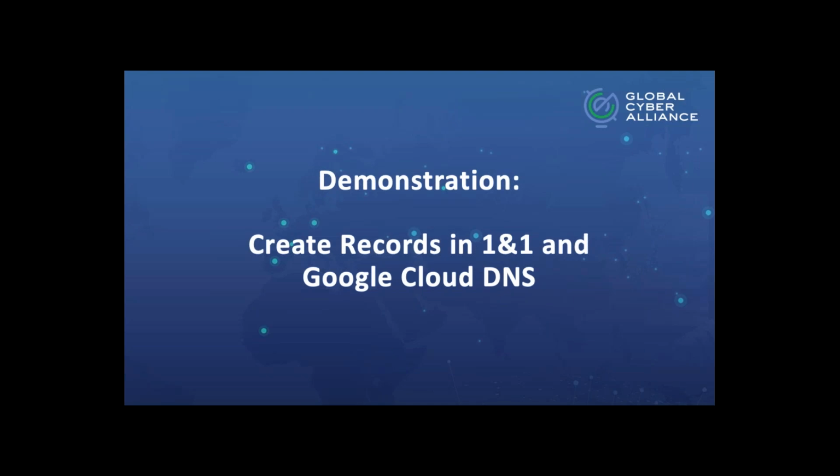All right, so let's go ahead and actually do this. We're going to use 1and1.com or IONOS, and we're going to use Google Cloud DNS to show you some examples of how to do this. And we're going to use Office 365 to go through and show you this. So let me switch over to my browser since this is all browser based.